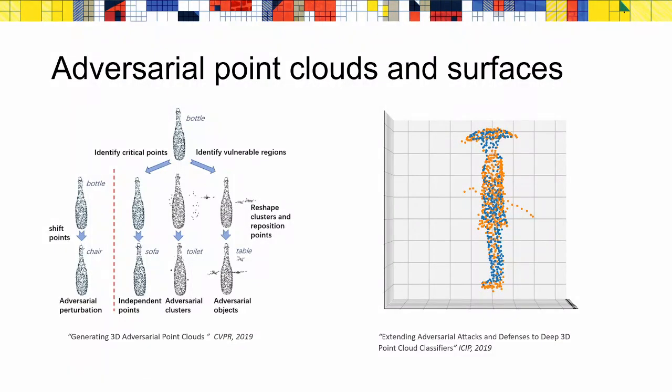Surfaces and point clouds are also among the domains in which adversarial examples have been studied. Here we can see two early works that apply variations of existing adversarial attack methods in the world of three-dimensional point clouds. Particularly interesting is the work done by Xiang and others here, in which both shifting and addition of points are possible attacks. This is of course quite different from the image domain, where shifting is the only possible option.